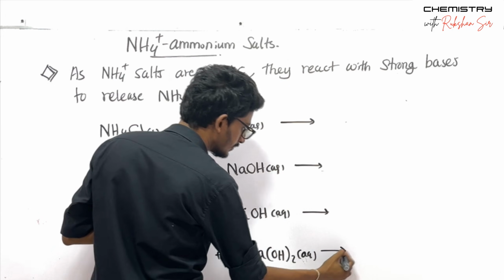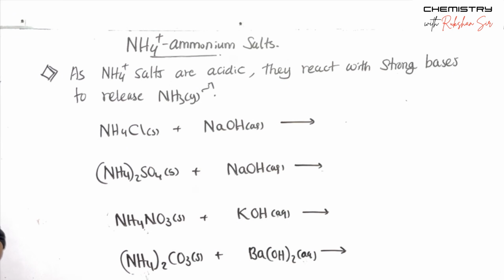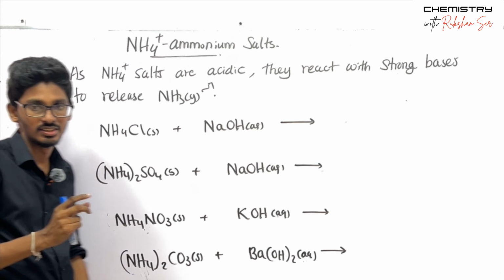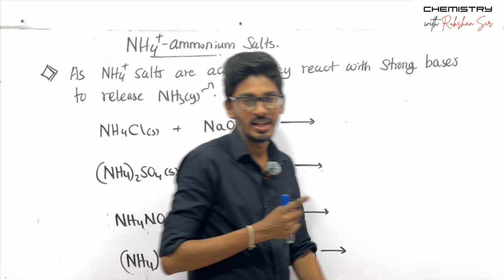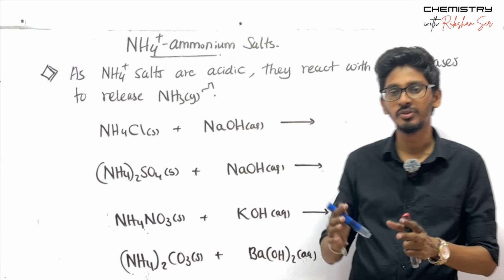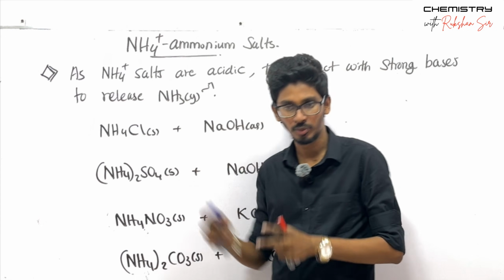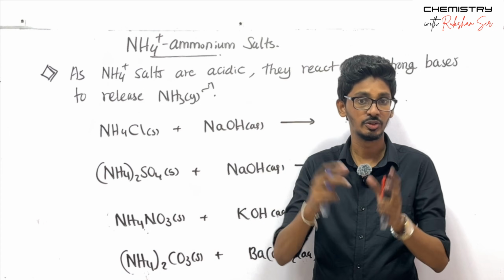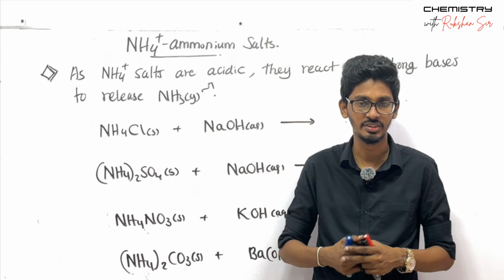How to come up with the products now? So the trick is this. When writing these reactions, consider or see these ammonium salts as a combination of ammonia plus the corresponding acid. This is a trick to come up with these reactions easily.